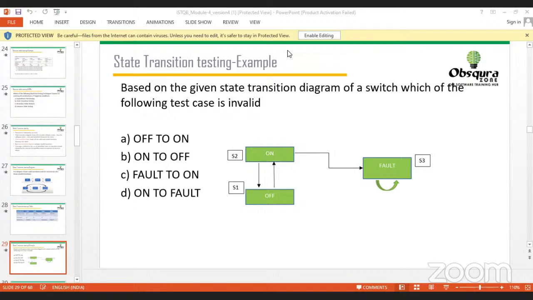Kartika, yes, Muhammad, it is correct. C, Adina, yes. Kartika and Vidya, okay. So I will tell one thing: we can just look into these options and say how it becomes valid or invalid. Off to on can be a valid one. On to off can also be a valid scenario. But fault to on is not a valid one, right? It is something invalid. But on to fault can be possible. So these three are valid. Option C is invalid.